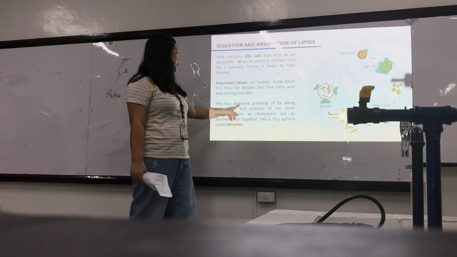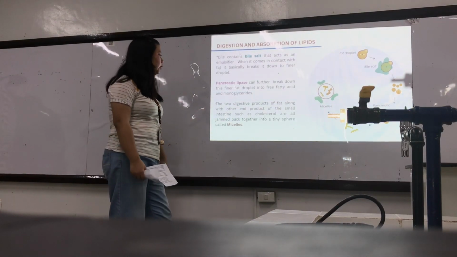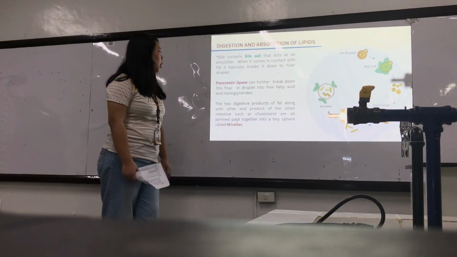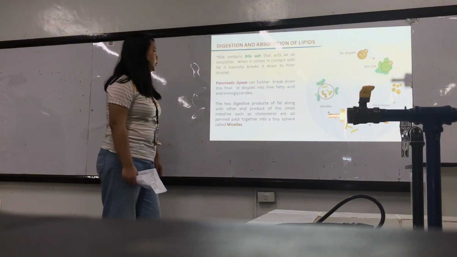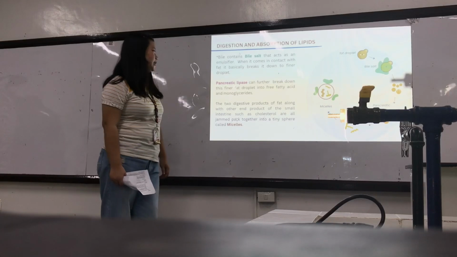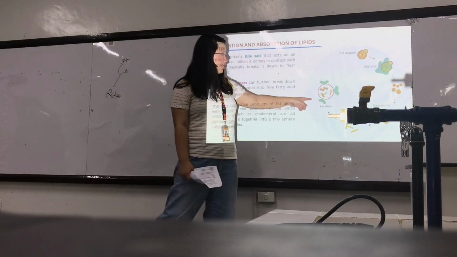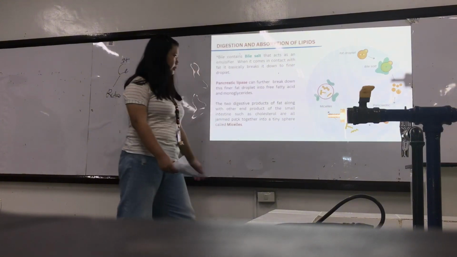Lastly, the 2 digestive products of fat, along with other end products of the small intestine such as cholesterol, are all packed together into a tiny sphere called a micelle. Next.